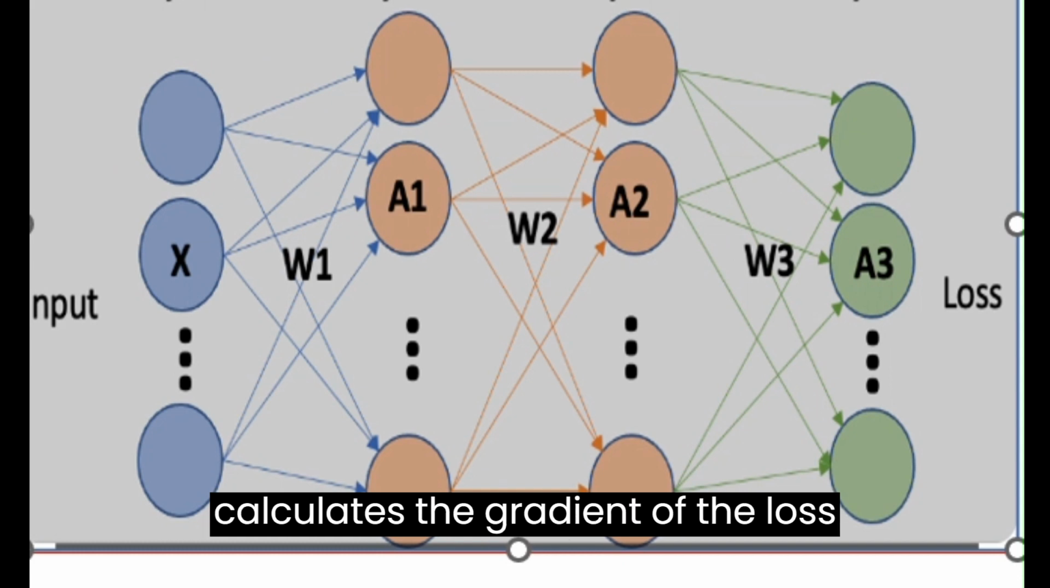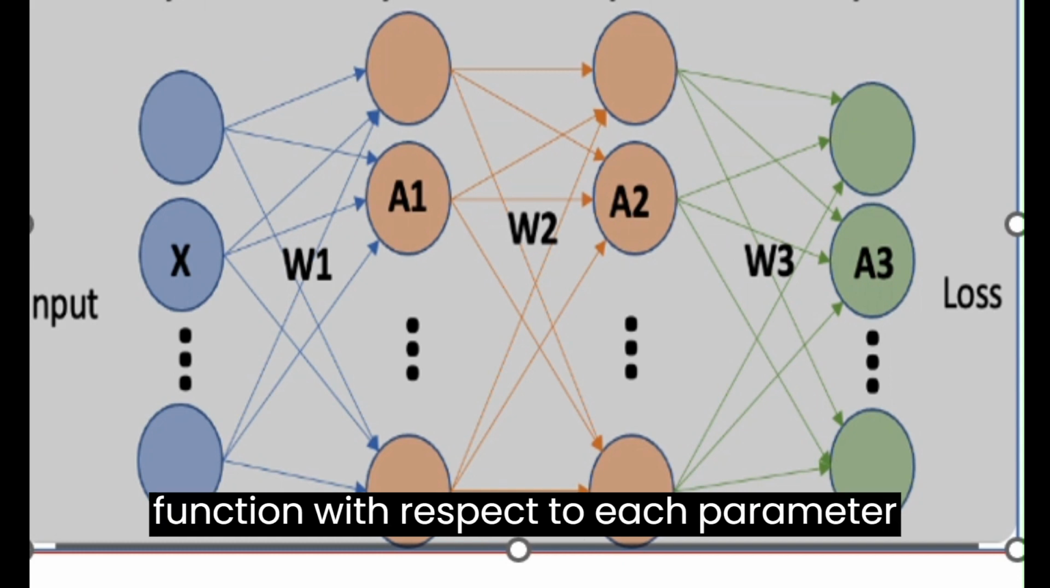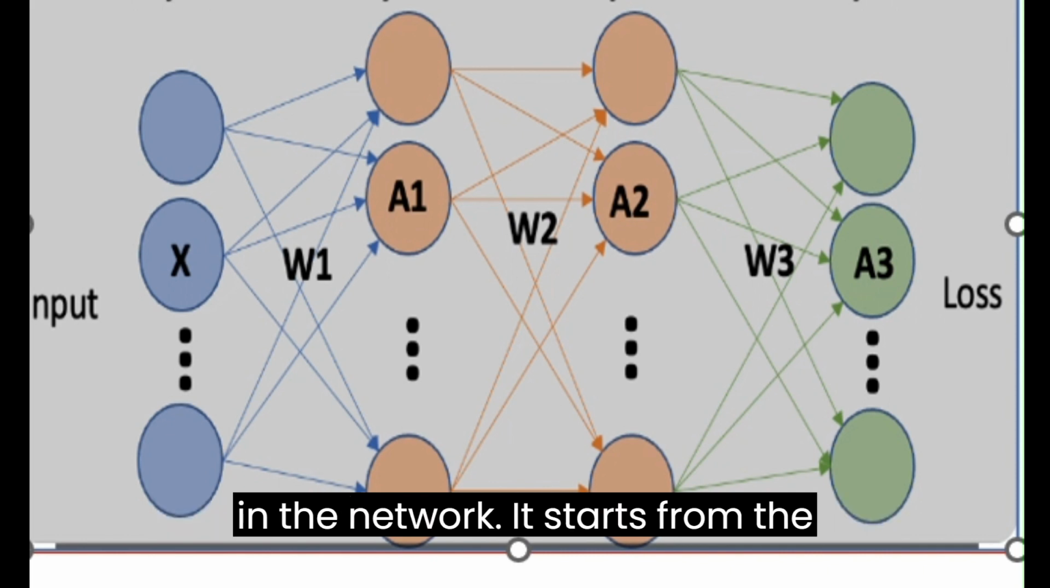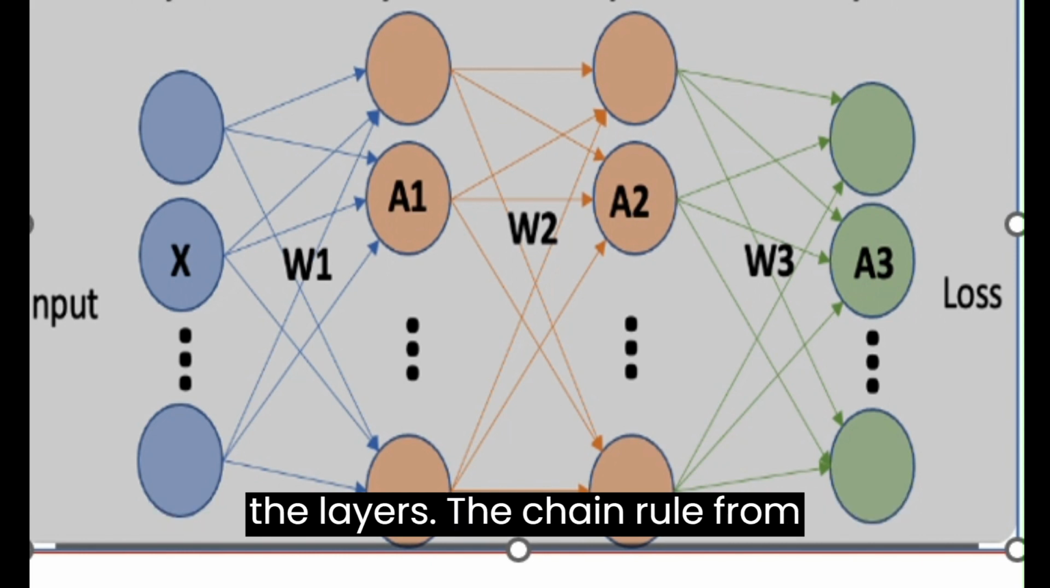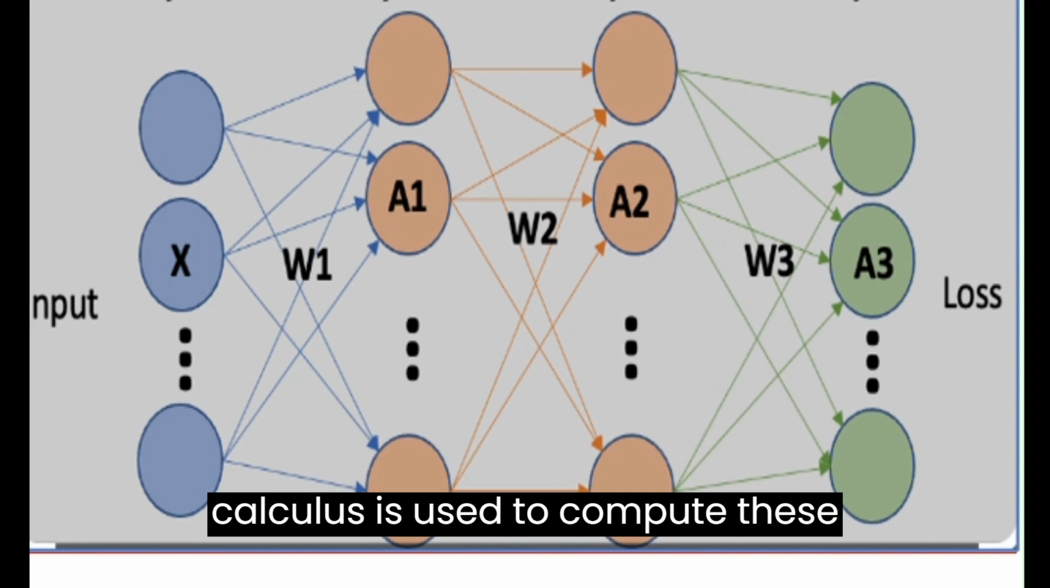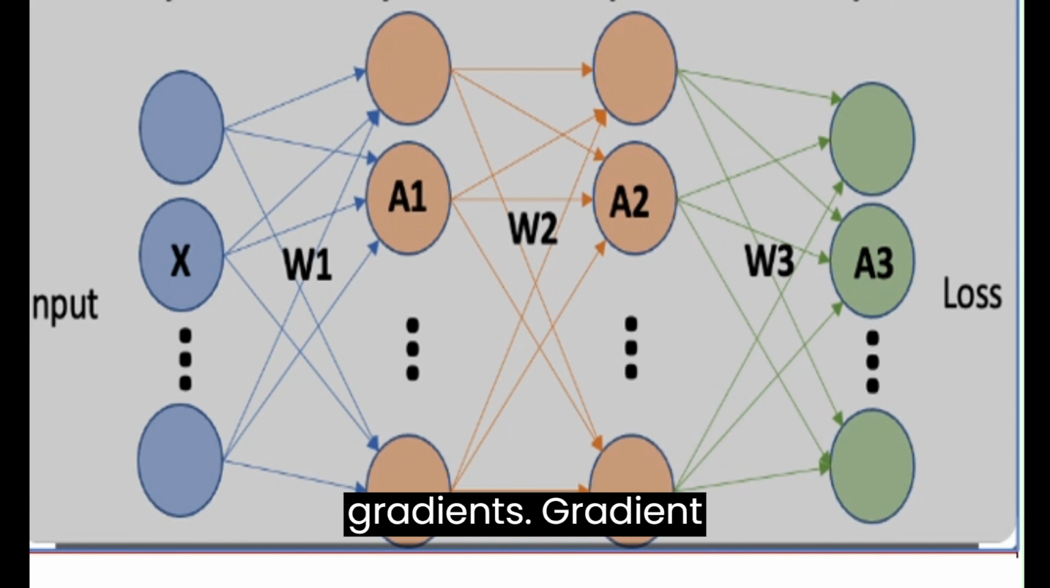Backpropagation calculates the gradient of the loss function with respect to each parameter in the network. It starts from the output layer and goes backward through the layers. The chain rule from calculus is used to compute these gradients.